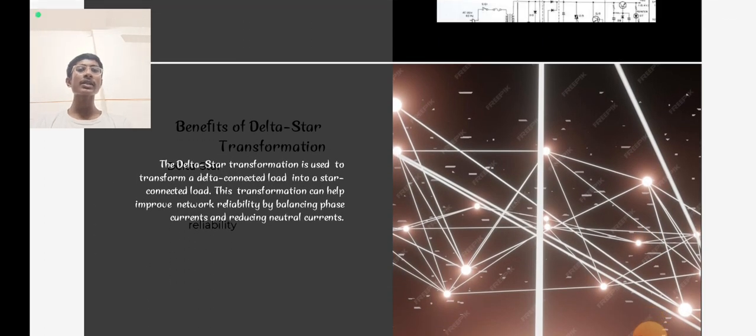Benefits of delta star transformation. The delta star transformation is used to transform a delta connected load into a star connected load. This transformation can help improve network reliability by balancing phase currents and reducing neutral currents.